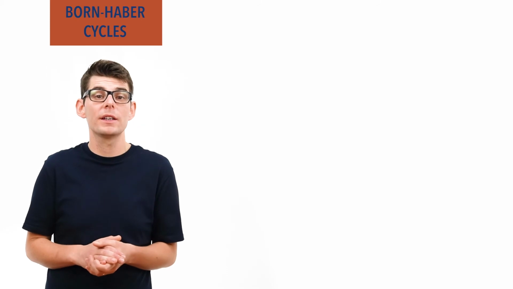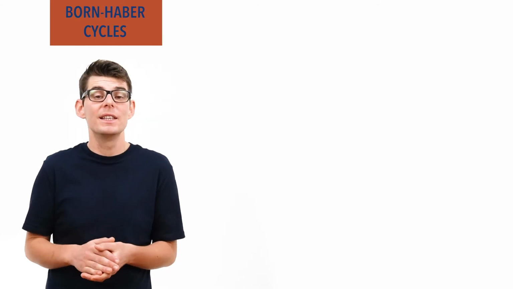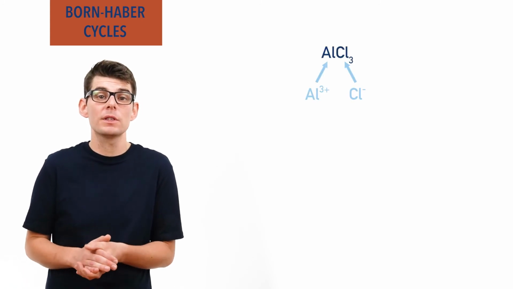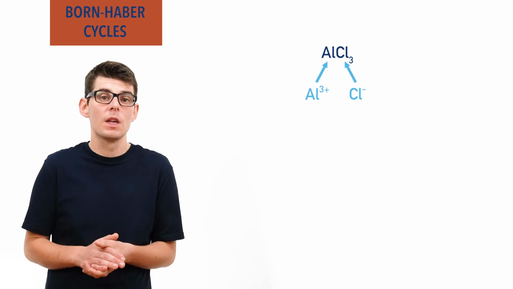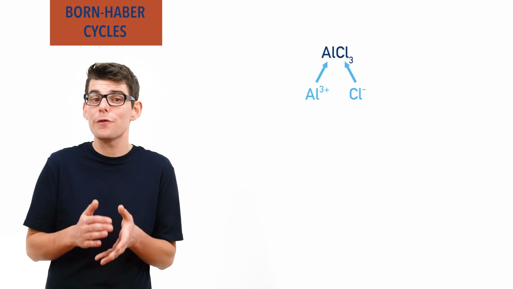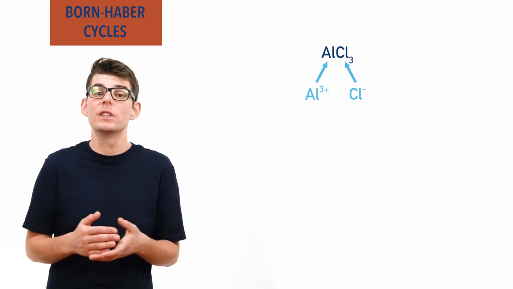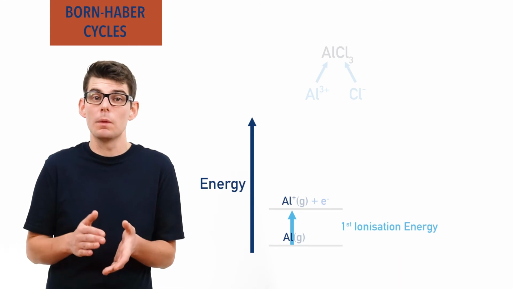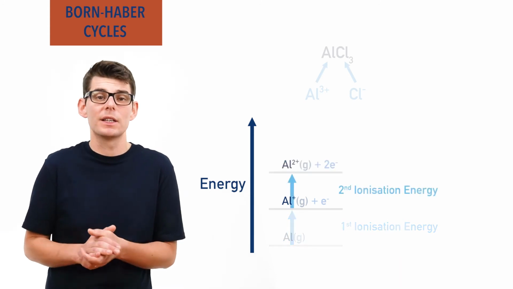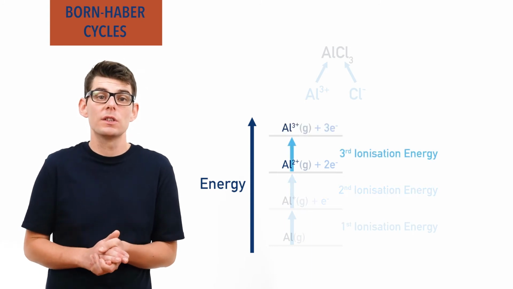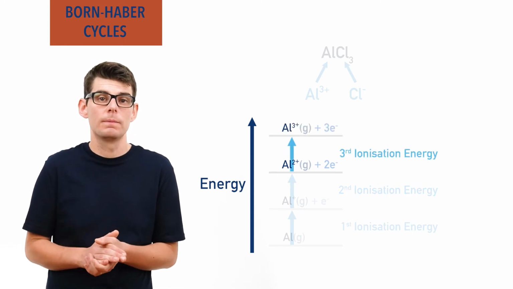Sometimes further ionization energies and electron affinities need to be added into a Born-Haber cycle. For example, aluminium chloride is made up of Al3+ ions and Cl- ions. To form Al3+ ions, atoms of aluminium have to be ionized 3 times, each one having its own enthalpy change. First ionization energy to form an Al+ ion, second ionization energy to form an Al2+ ion, and third ionization energy to form an Al3+ ion.